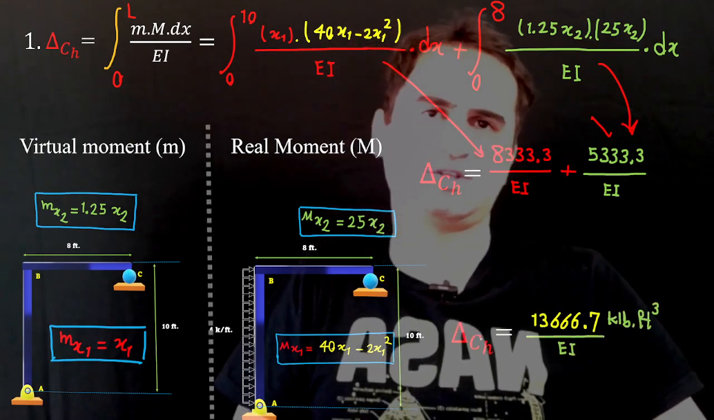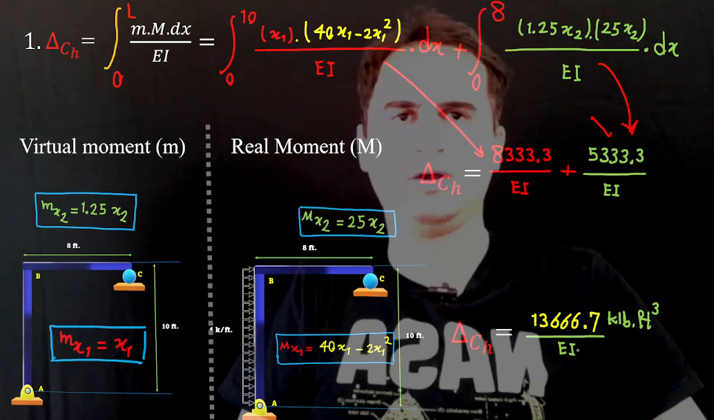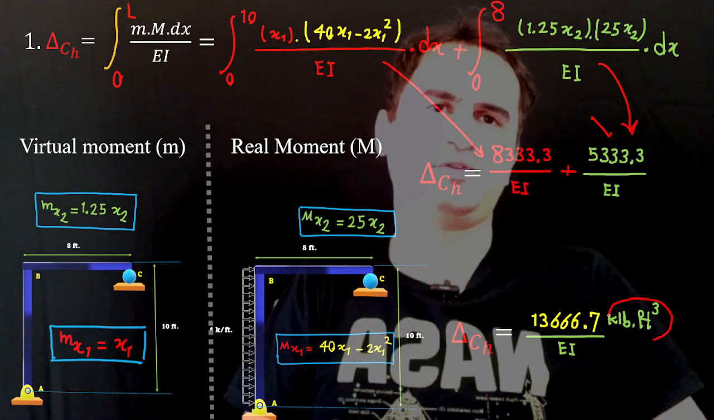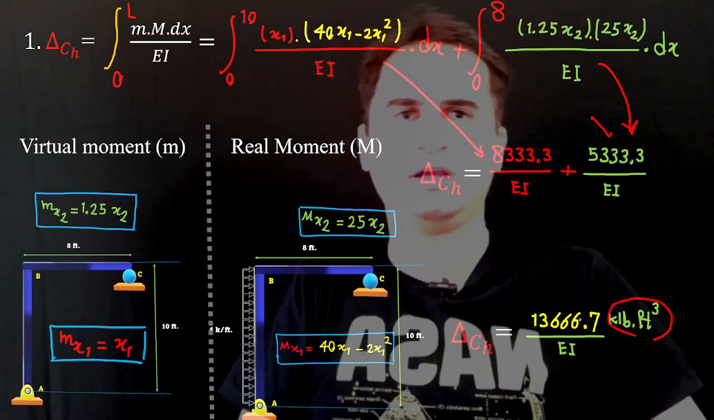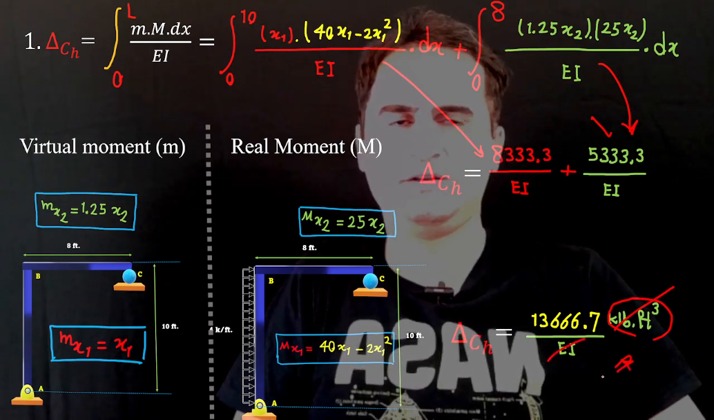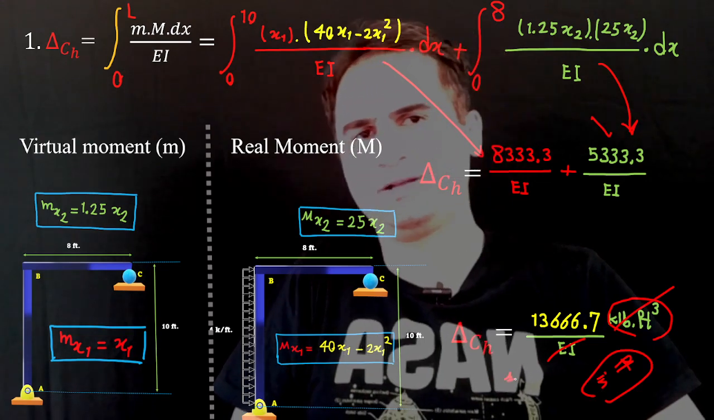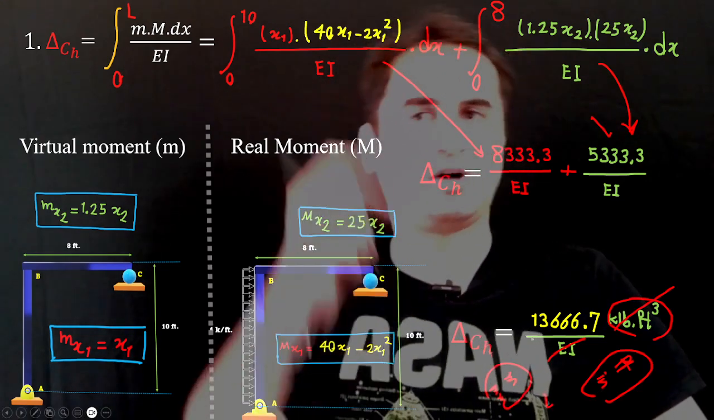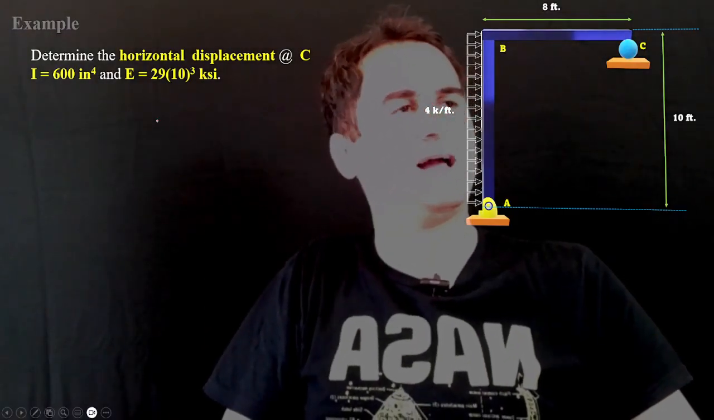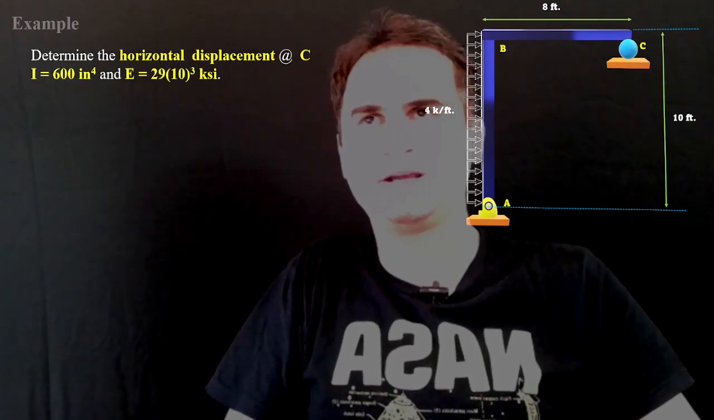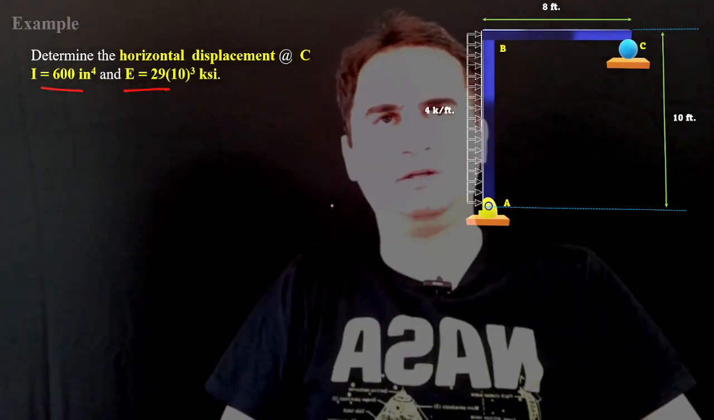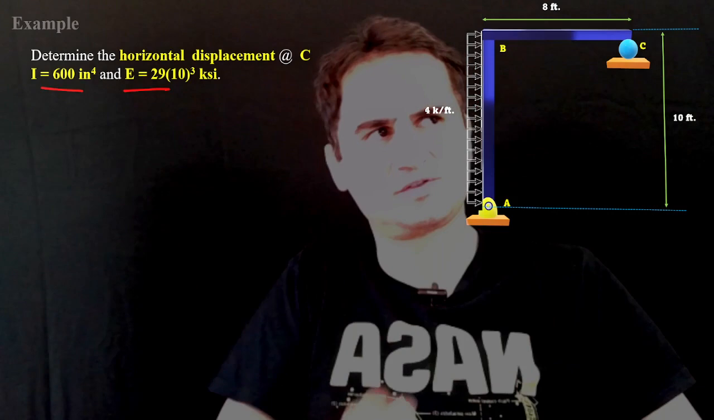Add them up together, and it gives you delta CH equal to 13,666.7. The unit for the numerator is kip-feet cubed over EI. If you cancel out the units from numerator and denominator, it's in terms of feet or inches in US customary units, and meters and millimeters in SI units. So let's complete our solution. We have the solution in parametric form, and let's replace our numeric values to get the amount of horizontal movement of support at C.